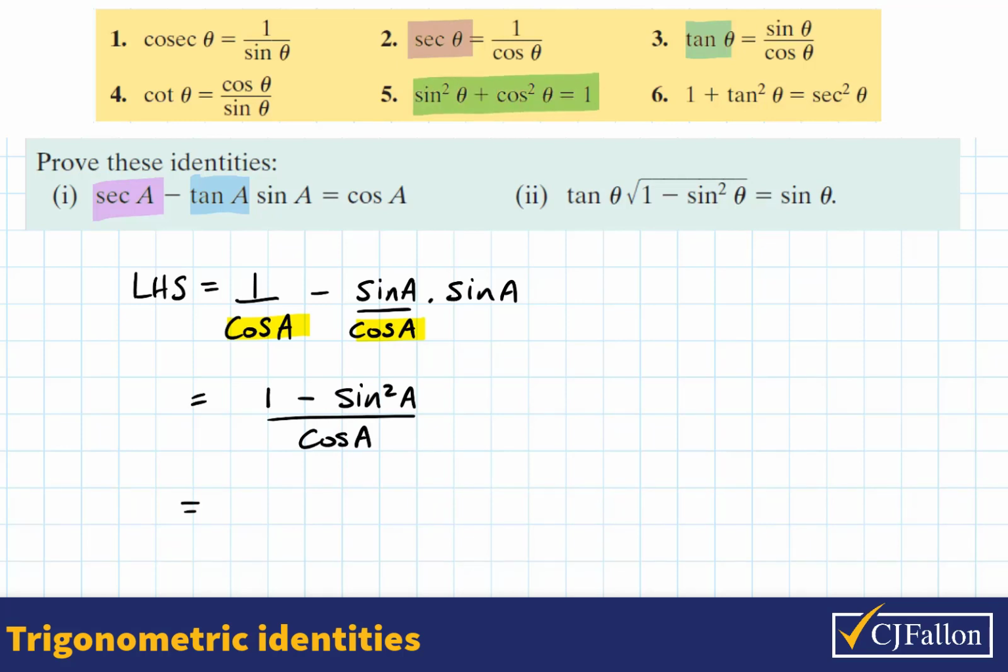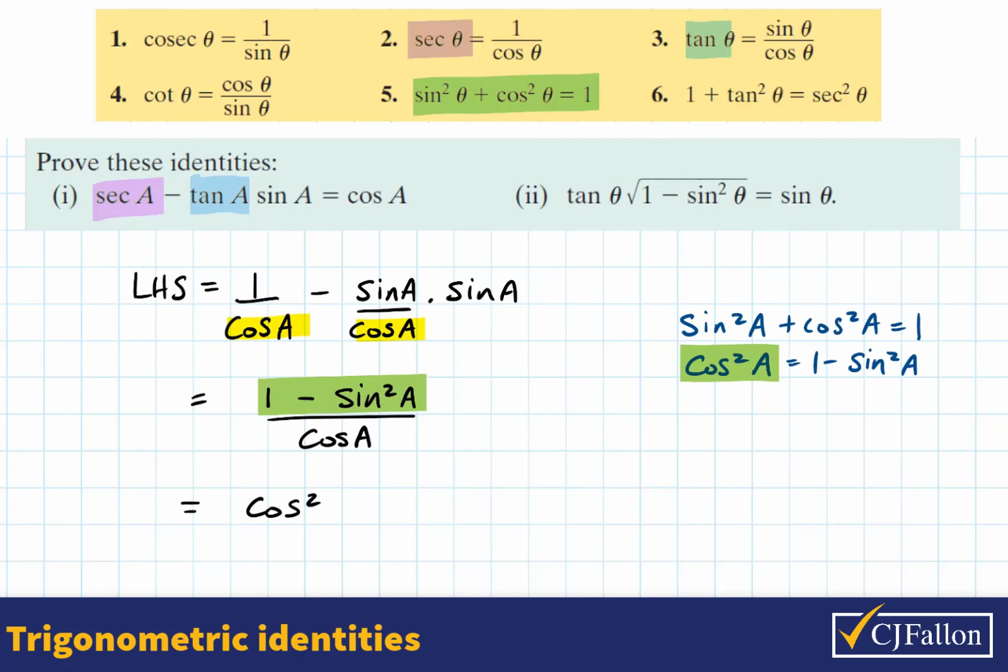Now 1 minus sine squared A is familiar to us maybe, because sine squared A plus cos squared A is equal to 1. So if we subtract sine squared A from both sides of this equation, it gives us that cos squared A is 1 minus sine squared A. So the numerator of our fraction can be written as cos squared A. So we now have cos squared A over cos A.